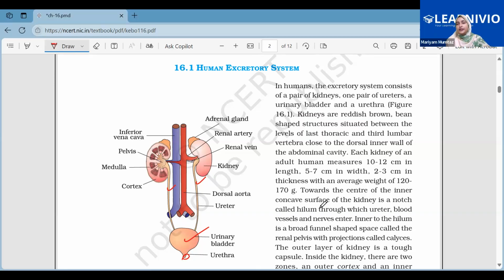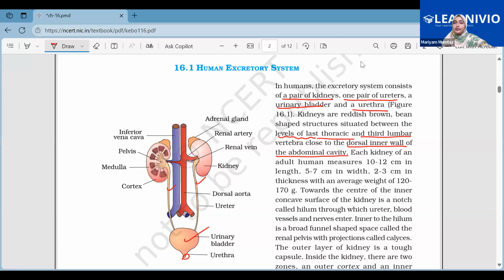So in humans, the excretory system consists of a pair of kidneys, a pair of ureters, a urinary bladder, and a urethra. These are the four basic parts of our excretory system. Now talking about the kidneys, they are reddish brown bean-shaped structures. They are situated between the last thoracic and the third lumbar vertebra, closer to the dorsal inner wall of the abdominal cavity.